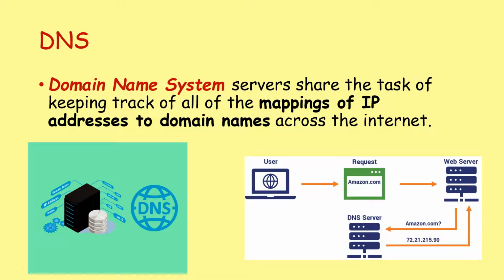In order to find the Amazon.com computer, it needs the IP address, in this case 72.21.215.90. A DNS server allows you to take that human-readable web address like Amazon.com and then translates it, looks it up, whatever you want to call it, until it gets to the right IP address, and that can be sent back to your computer so that you can access the website.